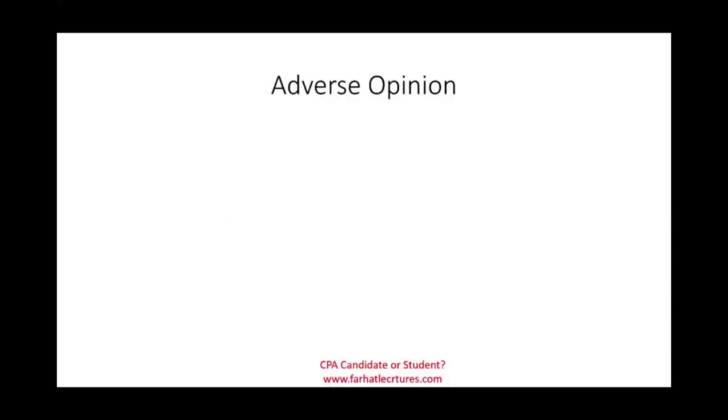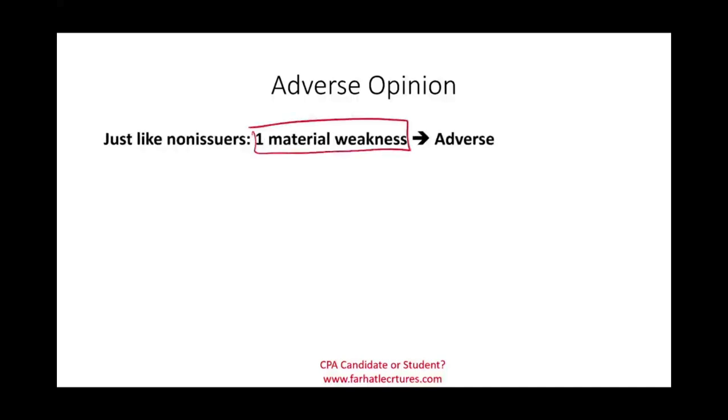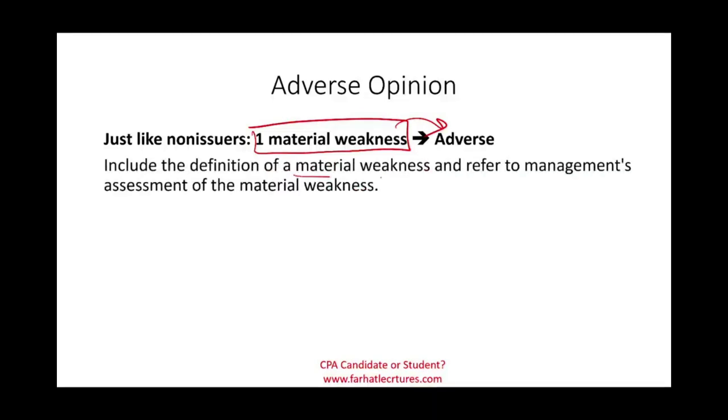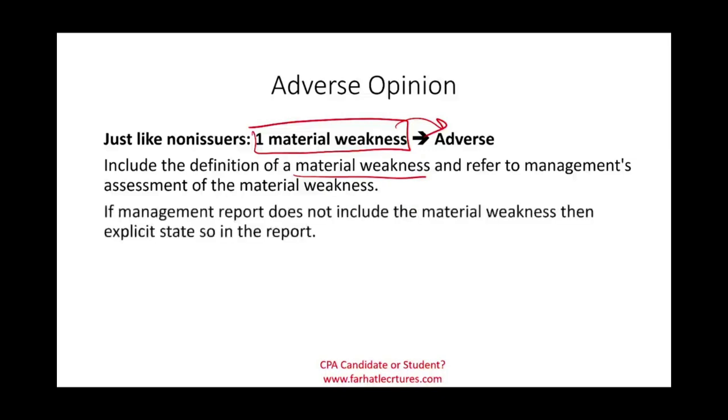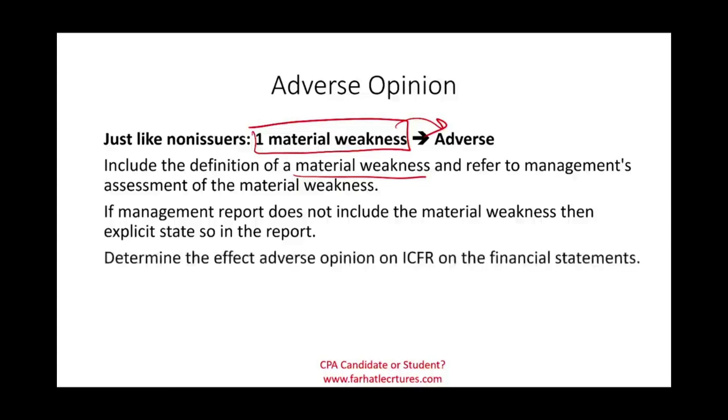Sometimes we might have to give an adverse opinion. Under what circumstances? Just like non-issuers, one material weakness, and if you don't know what a material weakness is, go to the prior session. We'll give you an adverse opinion. Think of a material weakness as a serious weakness in the internal control over financial reporting. Okay? Include the definition of material weakness if we're giving an adverse opinion, and refer to management's assessment of the material weakness. And if management doesn't include the material weakness, then we state so in the report and we talk about the material weakness. Also, we determine the effect of this adverse opinion on the financial statement opinion as well.